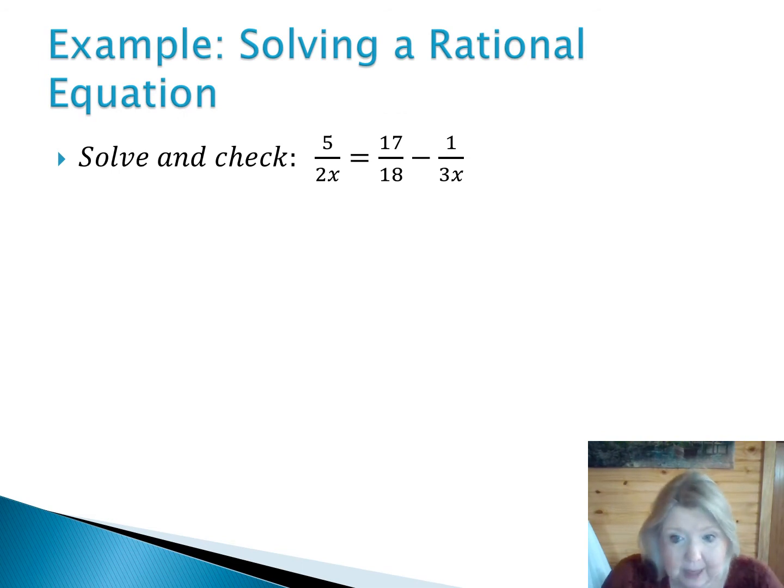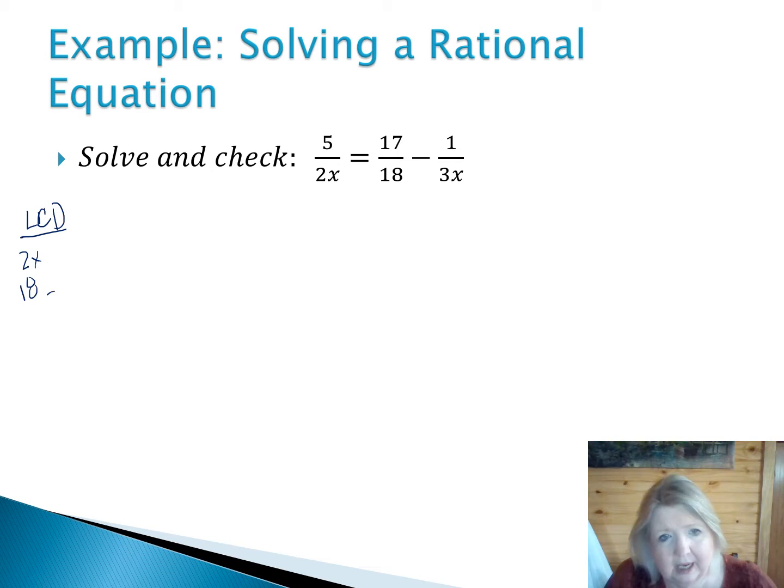So for an example of a rational equation, I have 5 over 2x equals 17 over 18 minus 1 over 3x. Notice that my x's are in the denominator, hence they're rational, not linear. But it's going to work very similar to the linear equation. The first thing I'm going to want to do is find the least common denominator so that I can get rid of the fractions. So I'm looking at 2x, 18, and 3x.